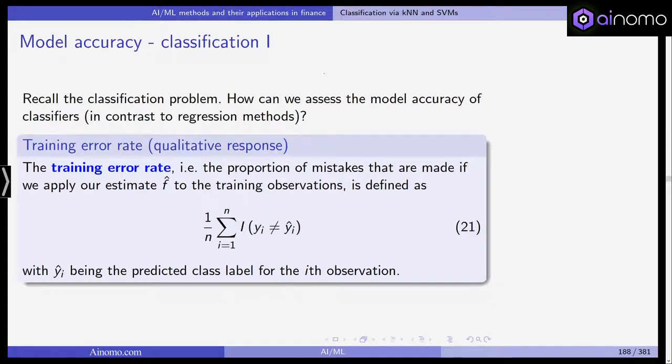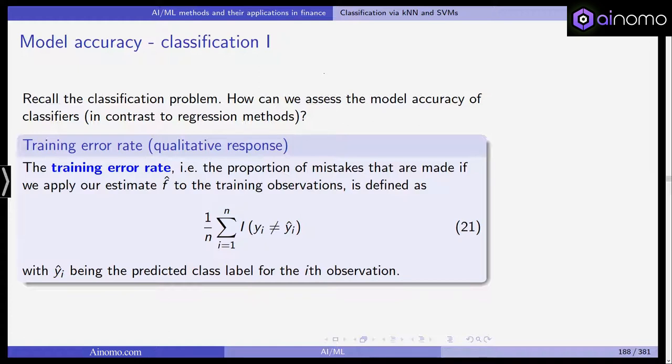Now if you recall the classification problem, we are always led to the question, how can we assess the model accuracy of a given classifier? That is, is it able to classify a new observation correctly, or does it classify it into a wrong class? This is obviously in contrast to regression methods, where we've already seen measures of model fit, and it's clear that for classification problems this looks a little bit different.